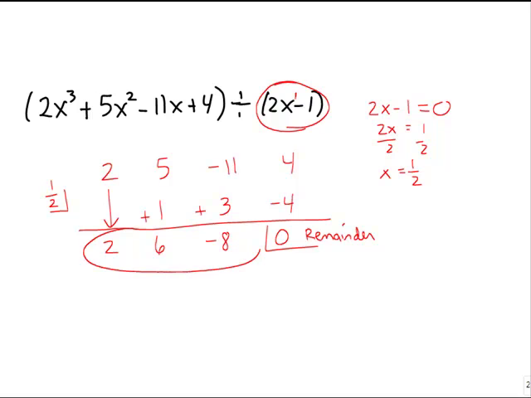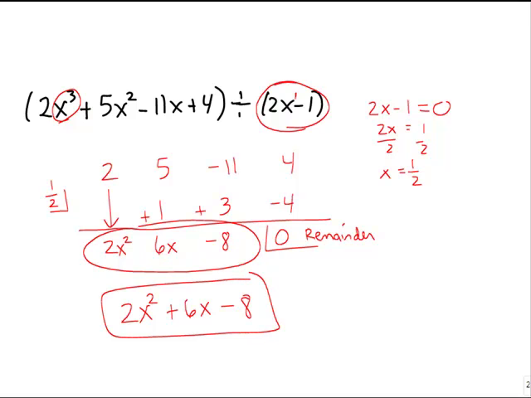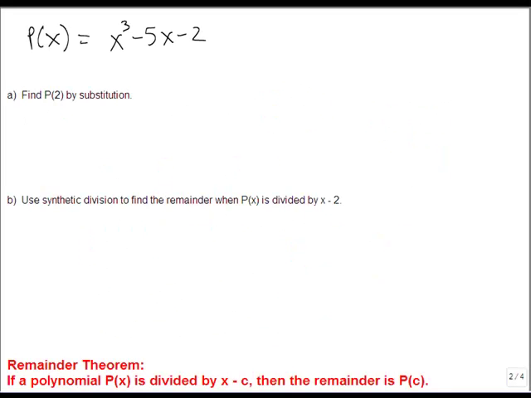And these are the coefficients of our solution, which will always be 1 degree less than what you started with. You started with an x cubed, so this is a 2x squared. This is a 6x, and that negative 8 is your constant term. So our solution is 2x squared plus 6x minus 8. Okay, just remember that synthetic division is a quick and easy alternative to long division, as long as you are dividing by an x to the first power only. If it's a degree higher than x to the first, you have to use long division.